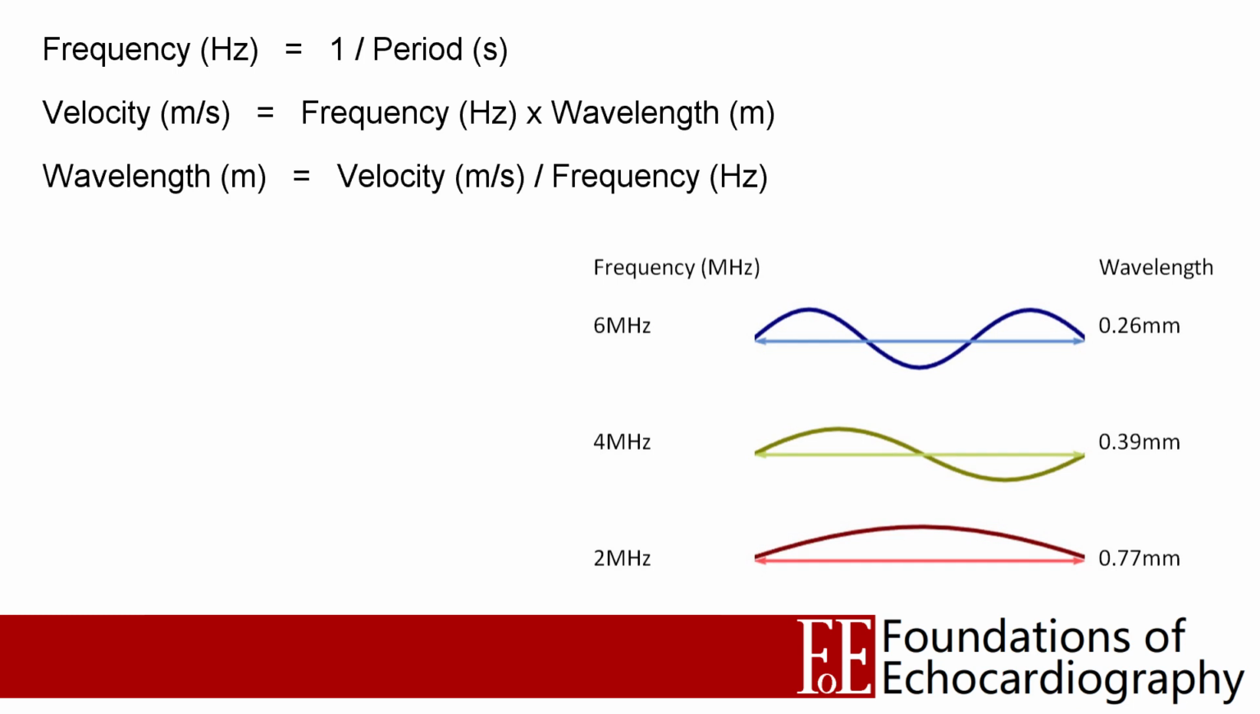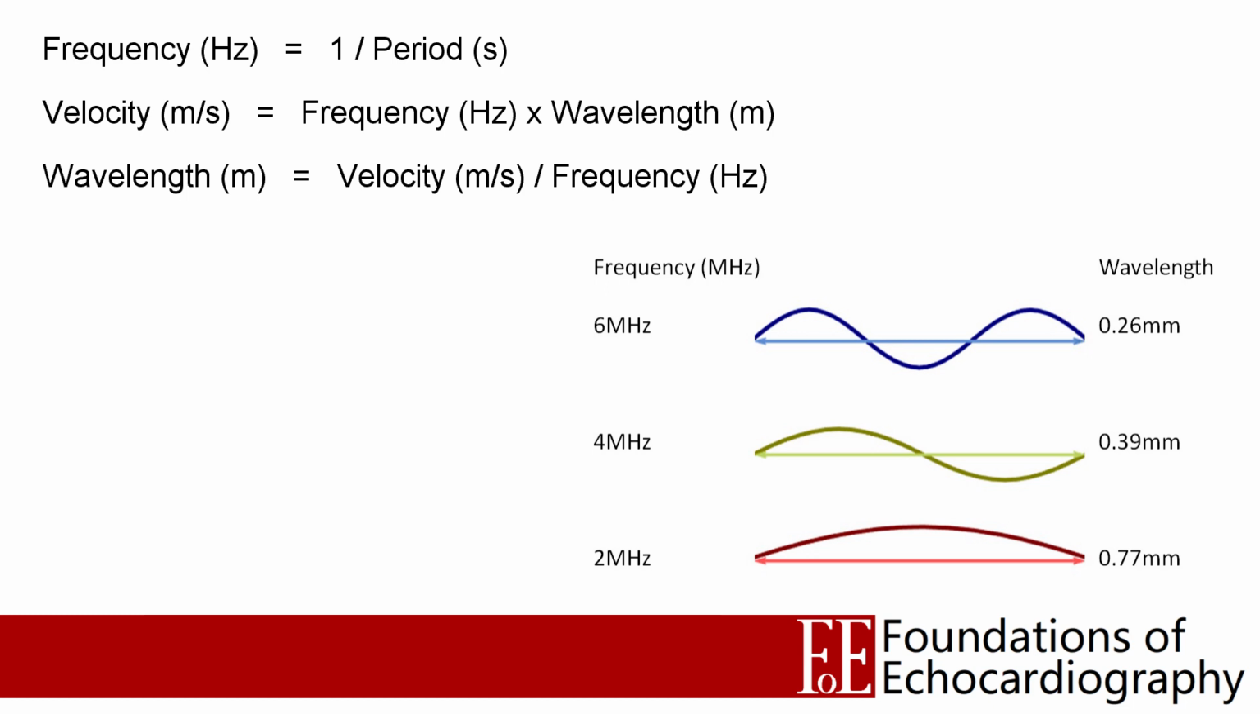The final characteristic of our wave that we need to describe is the frequency. The frequency describes the number of periods per second, or if you look at a single point in space, the number of times a wave travels through that point in space within 1 second. And this is measured in hertz.